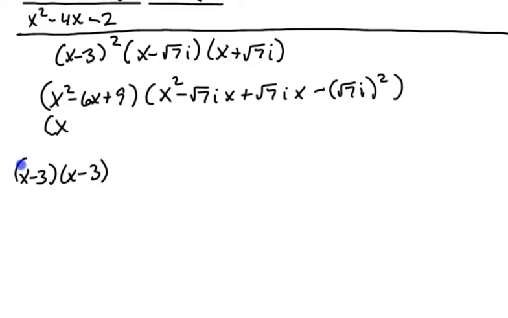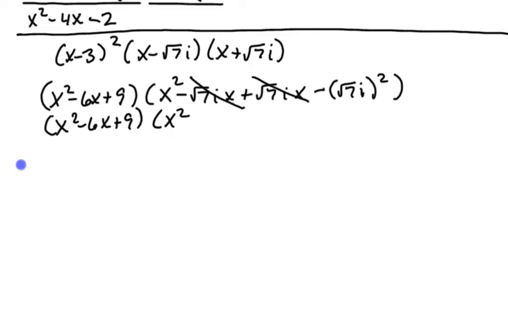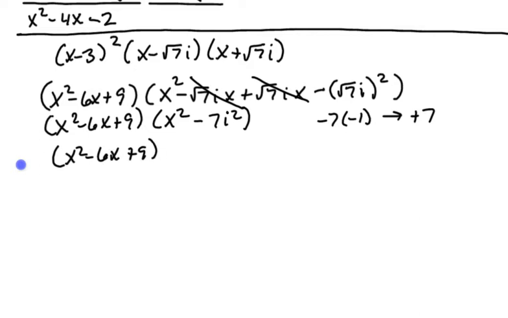So let me rewrite this part. I'm going to erase this. x squared minus 6x plus 9. This is x squared. This cancels out. And this would be minus 7i squared. Well, i squared is negative 1, so that's the same as negative 7 times negative 1, so that becomes plus 7. So this is x squared minus 6x plus 9 times x squared plus 7.